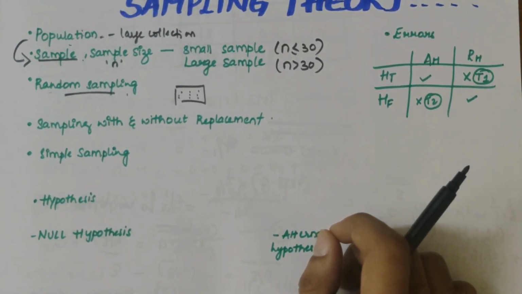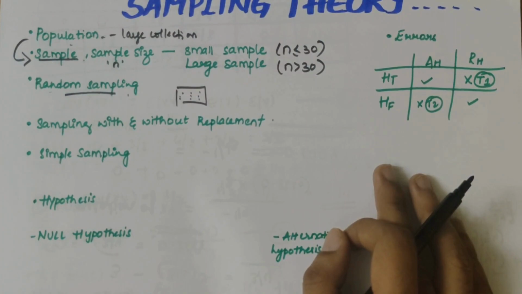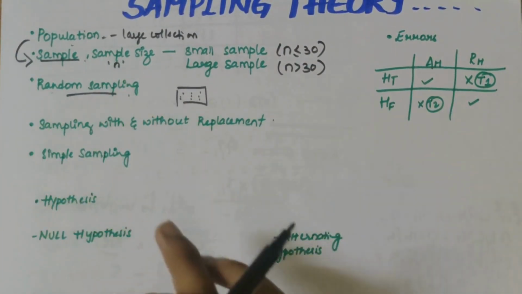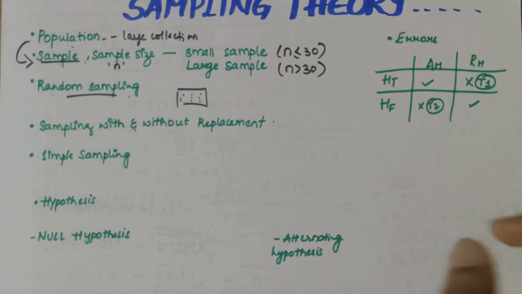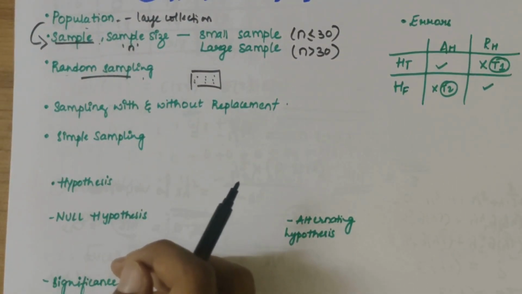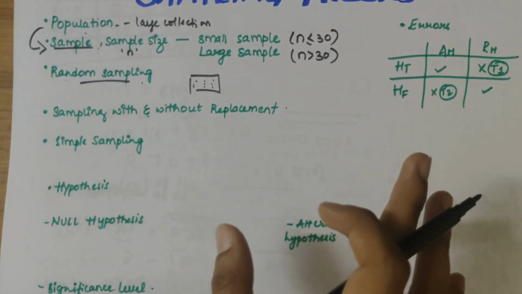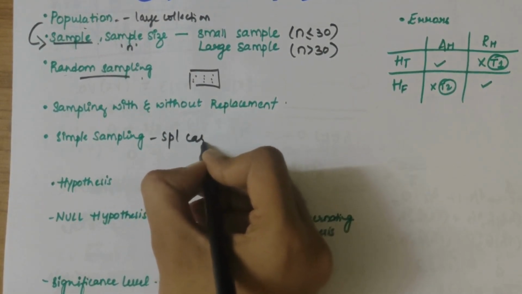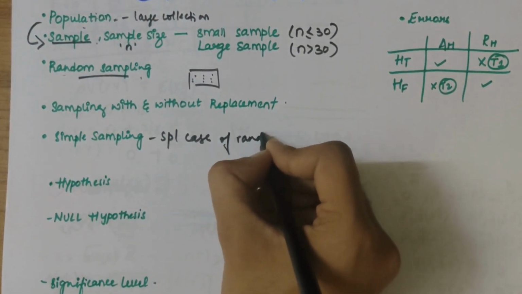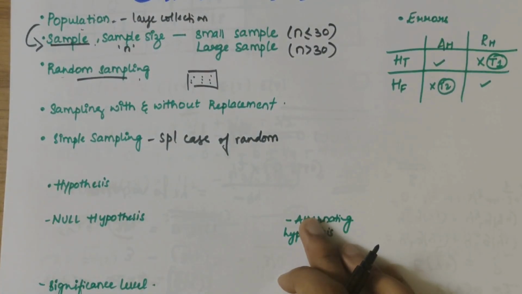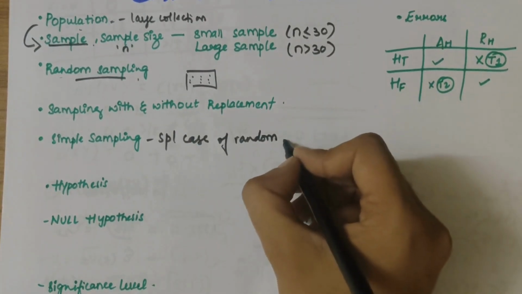Sampling with replacement is a sampling where members of the population may be selected more than once; otherwise it is called sampling without replacement. Next we have simple sampling. Simple sampling is similar to random sampling, or let's say it's a special case of random sampling, where the trials are independent and the probability of success is constant.